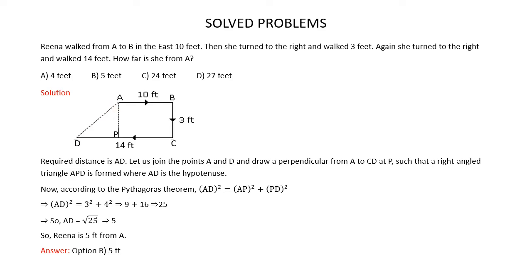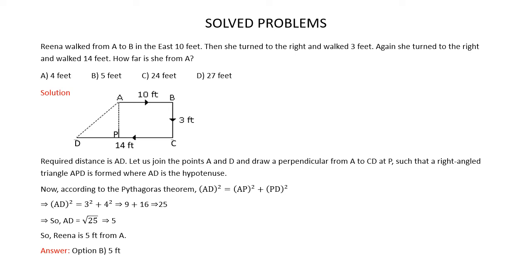So let's first join the points A and D. Then draw a perpendicular from A to CD at point P such that a right angle triangle APD is formed where AD is the hypotenuse. Now according to the Pythagoras theorem, AD squared is equal to AP squared plus PD squared. Now from this diagram it's clear that since BC is 3 feet, AP is also 3 feet.